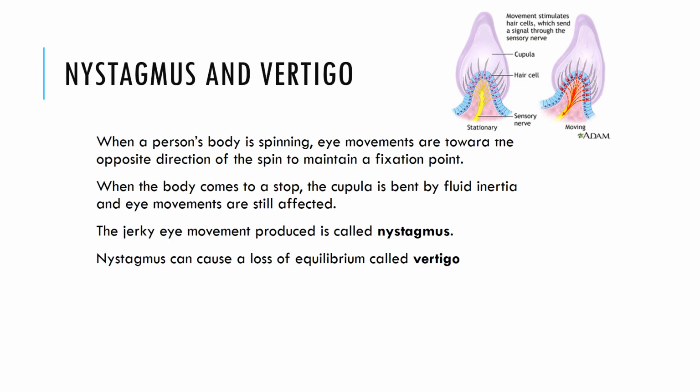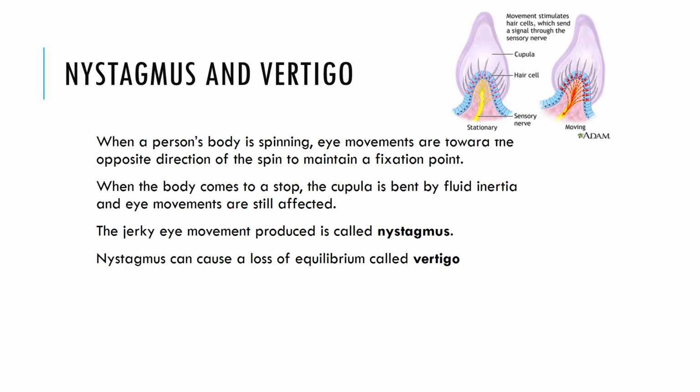So 2 conditions that can occur are nystagmus and vertigo. When a person's body is spinning, eye movements are toward the opposite direction of the spin and help to maintain a fixation point. But when the body comes to a stop, the cupula is still bent by fluid inertia and the eye movements are still affected. And so the jerky eye movements are called nystagmus, and nystagmus then can cause a loss of equilibrium due to vertigo. A lot of times these are associated with bouts of dizziness, pallor, sweating, nausea, and vomiting.